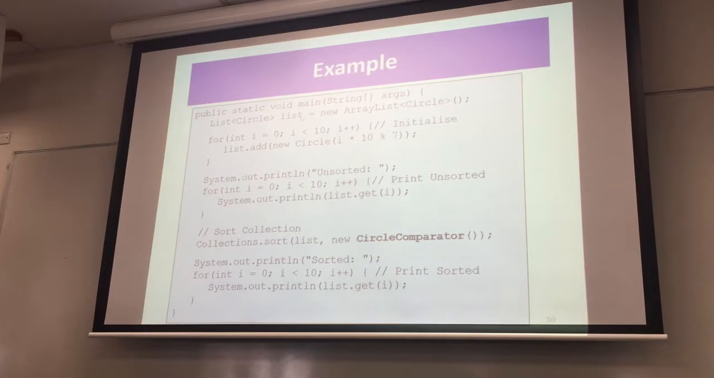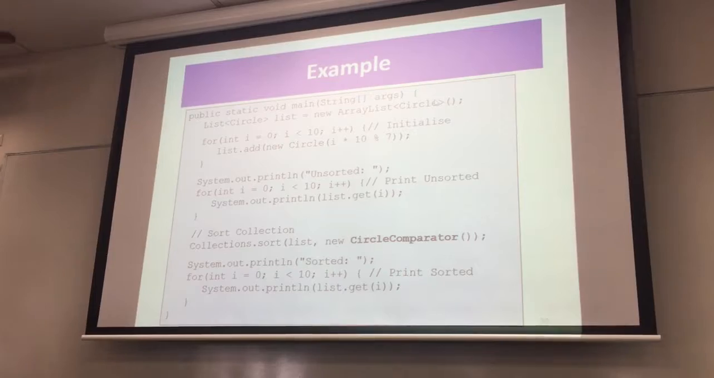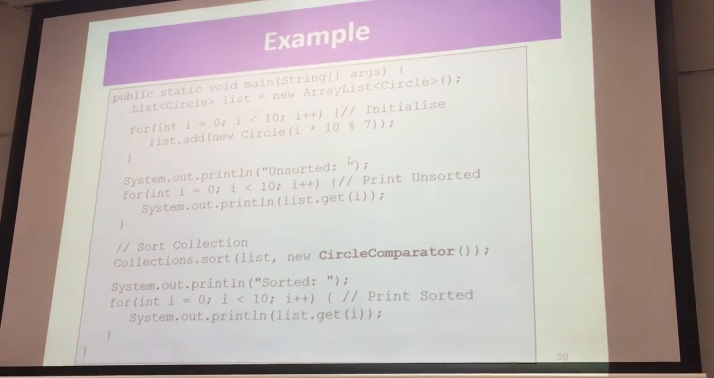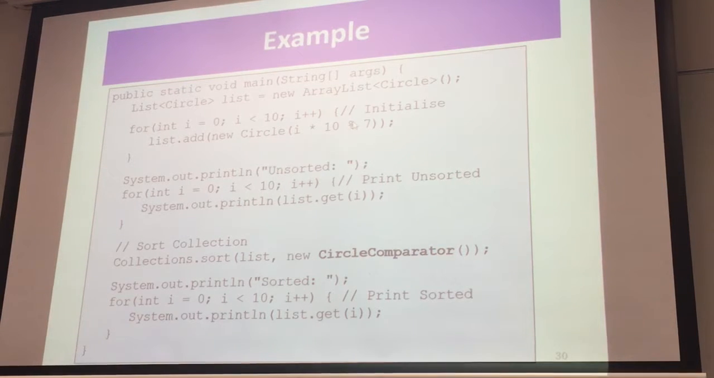How we do it? We construct a list initialized from an array list of circles, circles here, and then we call the constructors to give some values to the radiuses.